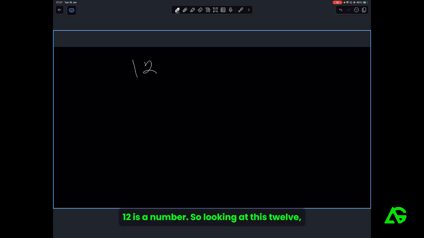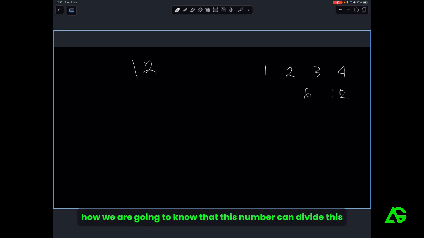So for instance, if I have 12, looking at this 12, there are certain numbers that can divide 12. You understand? So this 12 is divisible by 1, 2, 3, 4, likewise 12 itself. We have 6 also. So all these numbers can divide 12. Divisibility is just about how we know that this number can divide this number, or this number cannot divide this number.